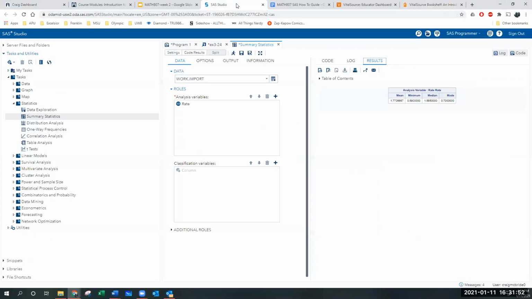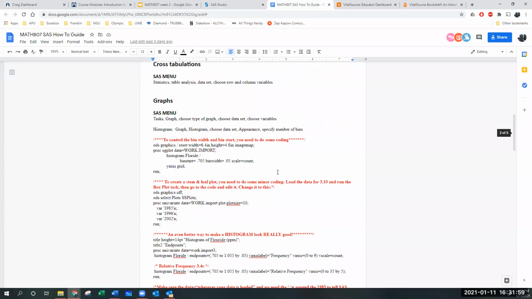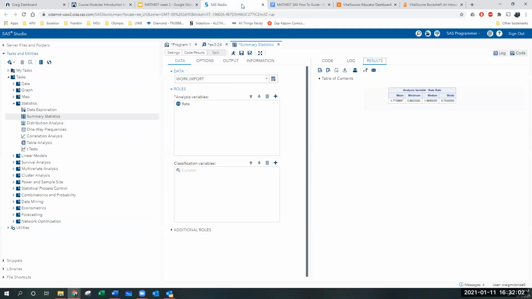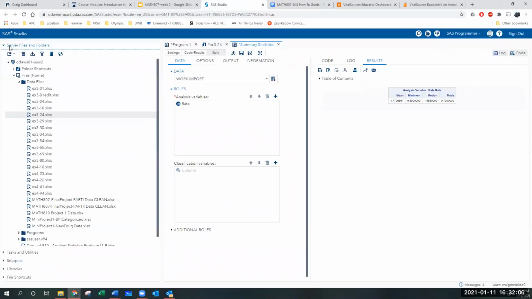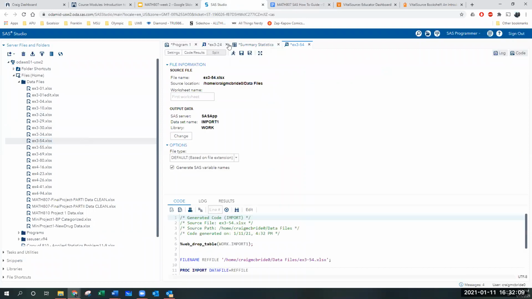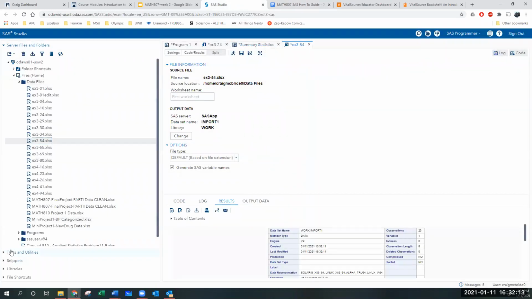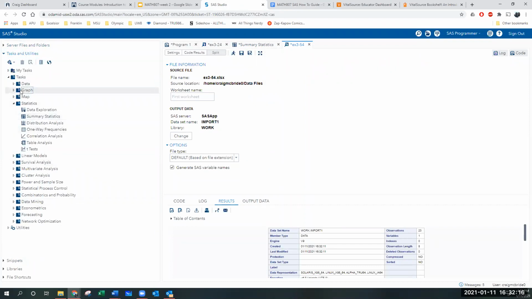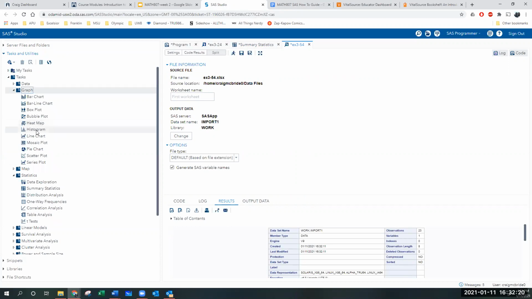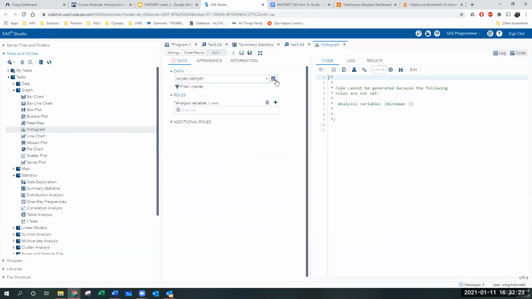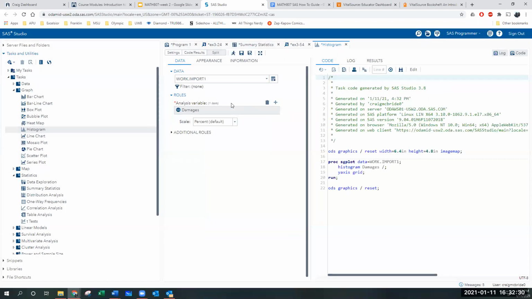Okay. So with 3.54, the only way to make your histogram look halfway decent is to use the code that's here in our document. But you don't have to do that to at least do what the question asks. So if we put in 3.54, run that, then go to our graph, histogram, right? And then now I've got to change it to import one. Pick my analysis variable, which is damages, right? And I can do count or proportion, right? Whatever I want. In this case, I think we can start with percent.